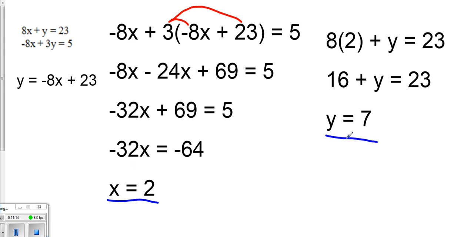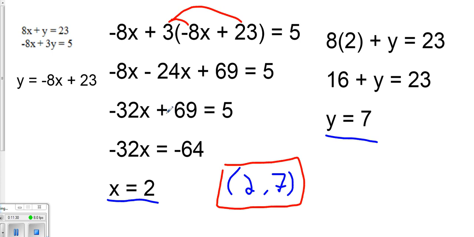So those are our solutions, or that point is the solution. These two lines are going to cross at 2, 7. That's our xy coordinate of the spot where these two will cross each other. It's at the spot 2, 7.